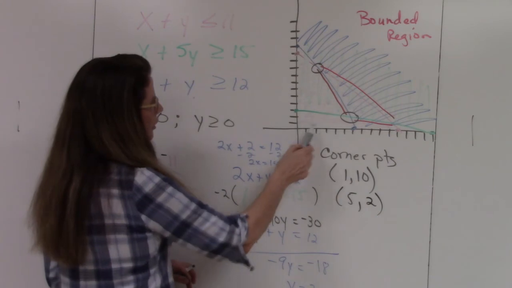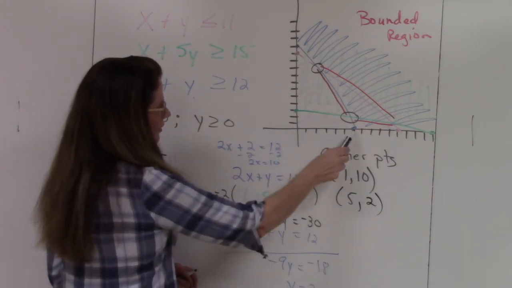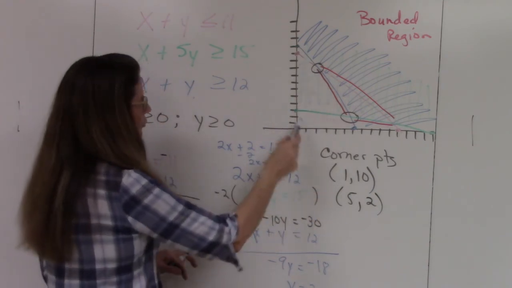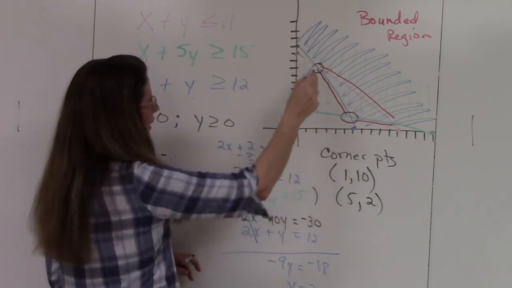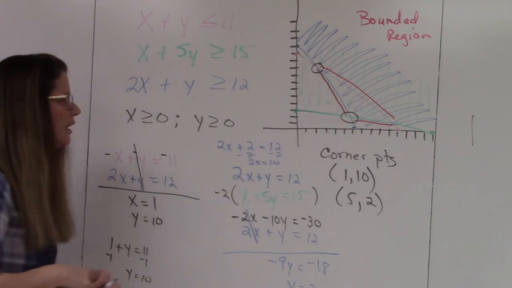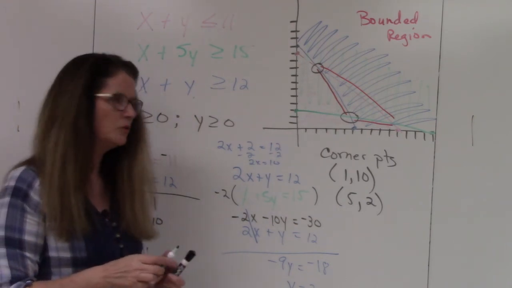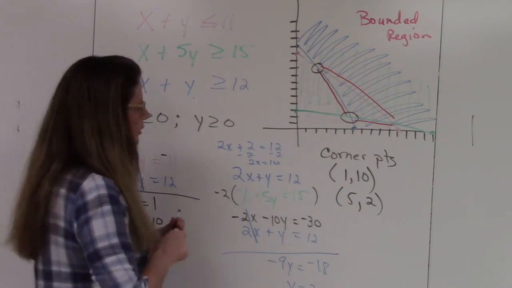Okay, now if you look, my graph is pretty close. This is x is 5, go up, 2 is right here. This one, my other corner point, I go over 1 and up 10. It's off a little bit, but if you have the graph paper, which you guys will, then it actually works much better. It's a little more accurate.